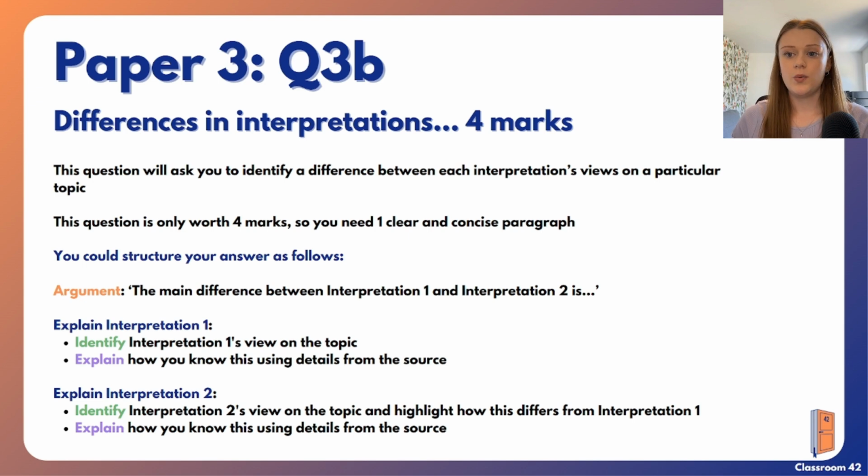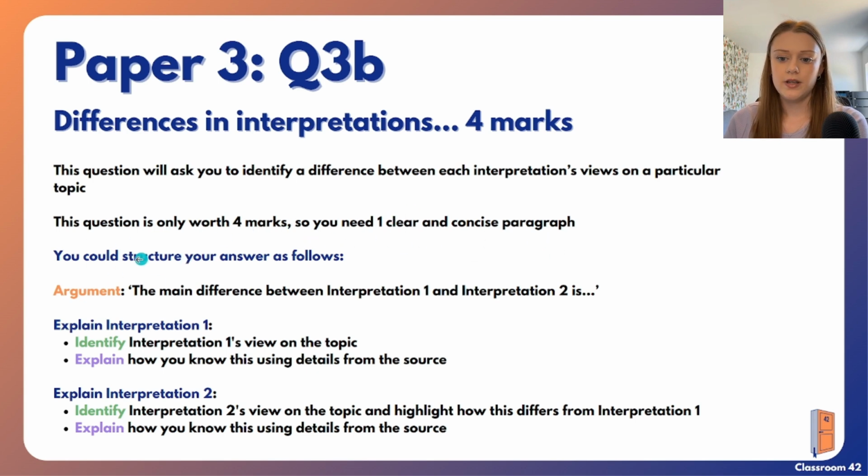So for this question, we are asked what are the differences within the interpretations, and this one is worth 4 marks. So we need to identify a difference between the interpretation's views on a particular topic. Now these interpretations will focus on the same topic as your sources B and C look at, so we're going to be basically looking at that topic for the next few questions or within question 3. And again, this question's only worth 4 marks, so you just need one clear and concise paragraph.